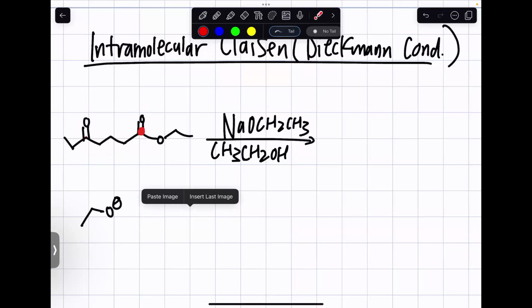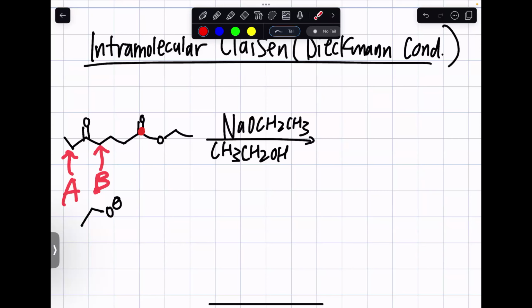We have two alpha carbons here. We could have this alpha carbon or this alpha carbon here. Let's say this is alpha carbon A and this is alpha carbon B. Which alpha carbon, A or B, would give us the most stable ring? Most stable ring. The one with more carbons. So A? Yeah, A, right?